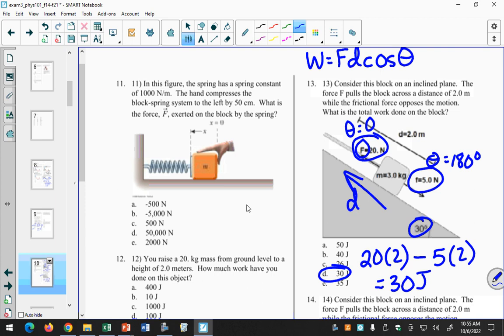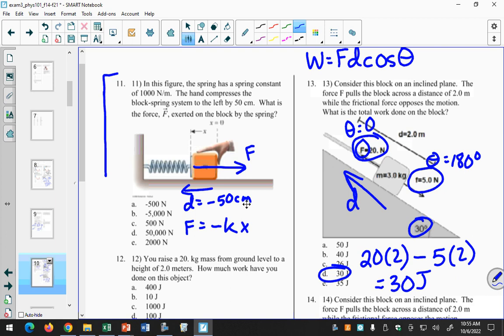Number 11 is just asking, what is the force? So I have a displacement in that direction that's equal to negative 50 centimeters. I say it's negative because it's to the left. And so I want to know, what is the force? The force is going to be that force that the spring exerts on the block. That force will be equal to negative k times the distance. Let's see, I'll call this x up here. That's going to be negative of k, which is 1,000, times negative 0.5 meters, converting that into SI units. So that's going to be 500 newtons.